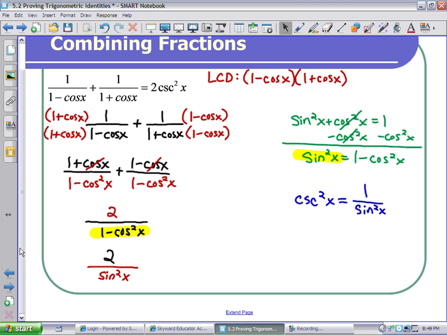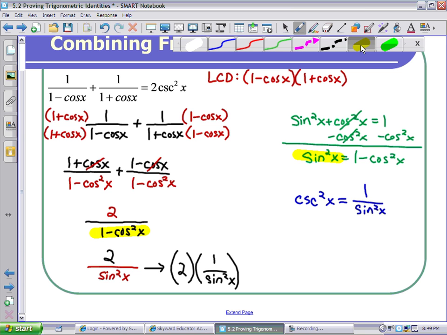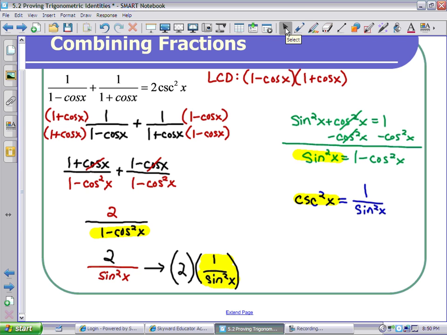When we look at our 2 over sine squared x, we can separate this to be the same thing as 2 times 1 over sine squared x. And 1 over sine squared x we just determined was the same thing as cosecant squared x. So we're going to replace 1 over sine squared x with cosecant squared x. So we get 2 cosecant squared x, which again was what we were trying to prove from our original equation.